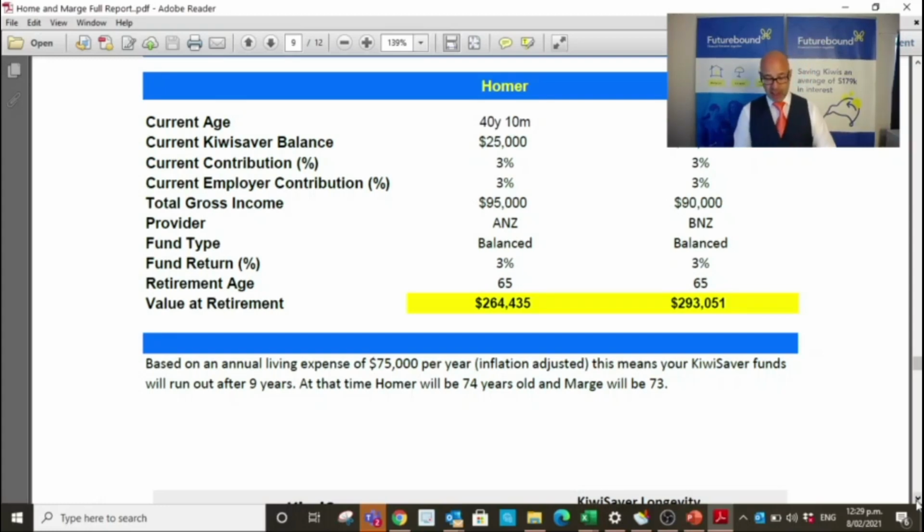So we've got here that Homer has got 25,000 in his KiwiSaver currently. He's contributing 3%. His employer is also contributing 3%. He earns $95,000 a year. His provider is ANZ. He's in a balanced type fund, which is going to give him a 3% fund return.